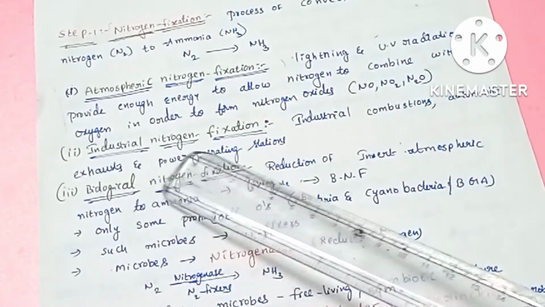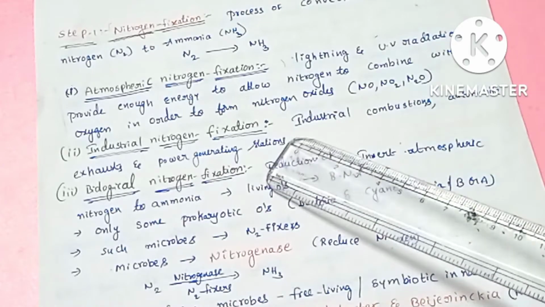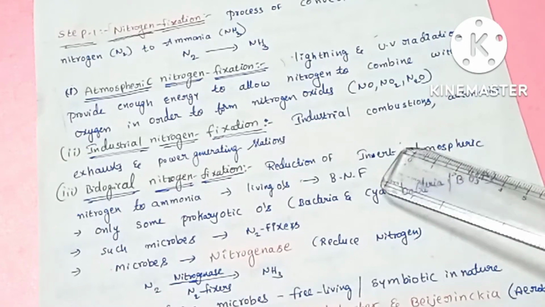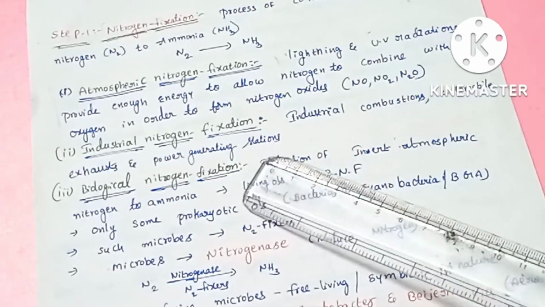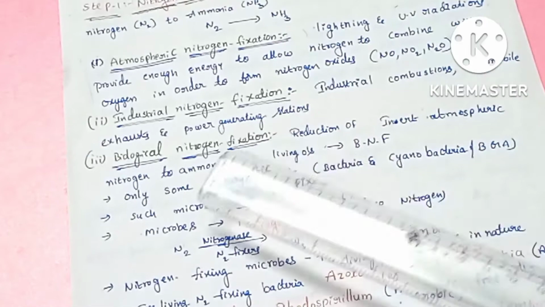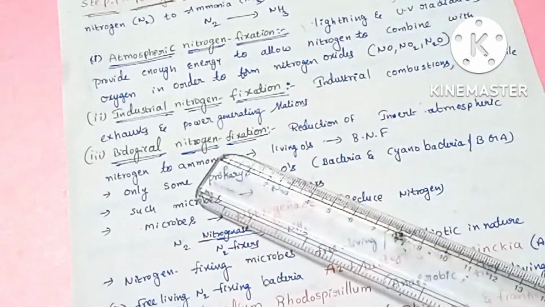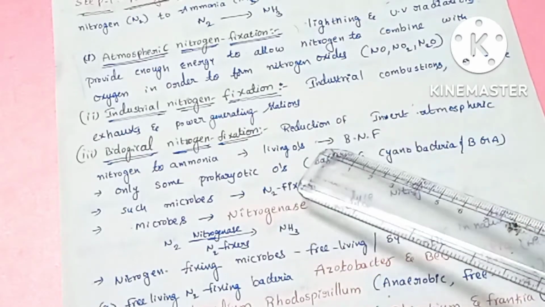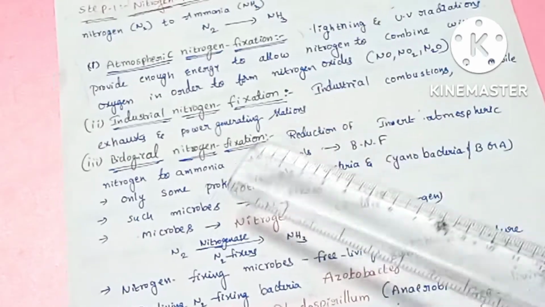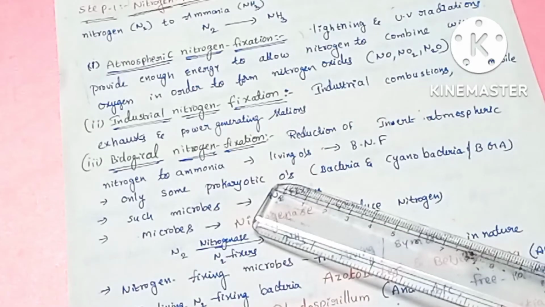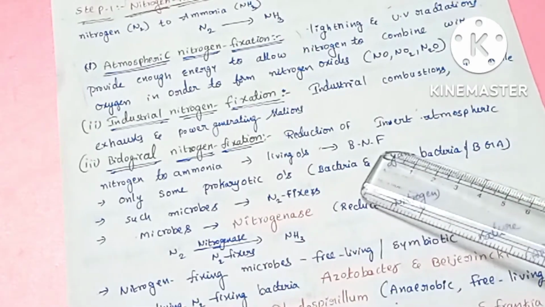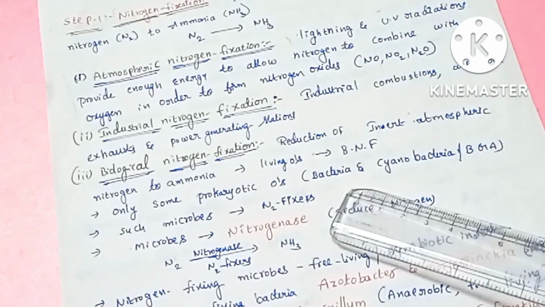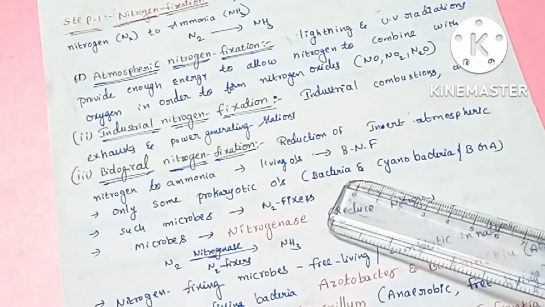The next one is industrial nitrogen fixation. What does industrial nitrogen fixation mean? During industrial combustion, automobile exhaust and power generation stations release some amount of nitrogen oxides. And the next one, biological nitrogen fixation. Biological nitrogen fixation means the reduction of inert atmospheric nitrogen into ammonia by living organisms. The living organisms fix atmospheric nitrogen to ammonia, and that process is called biological nitrogen fixation.